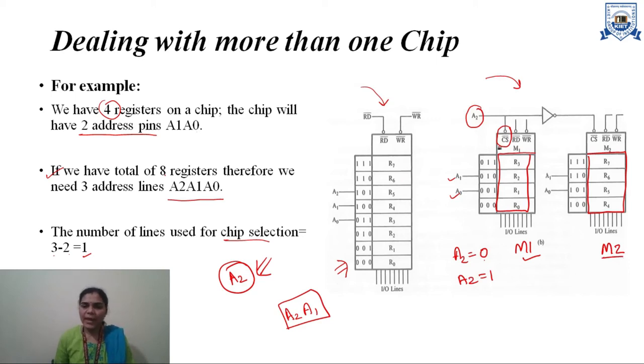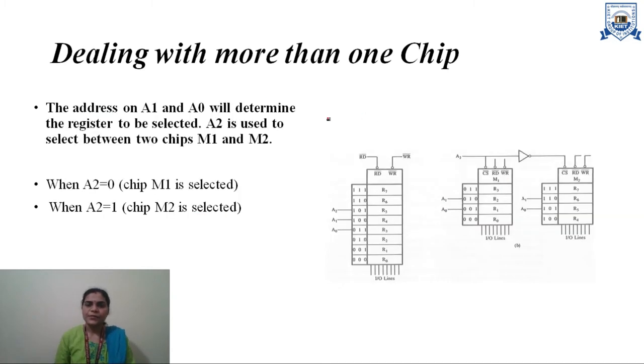So in this way, we can configure a higher number of registers with the help of more chips with a lesser number of registers. As we have discussed, 2 chips can be dealt with A2 as a chip selection, as we discussed before. So here A0, A1 will be used as address lines for 4 registers on a single chip, and A2 will be used as a chip selection pin.